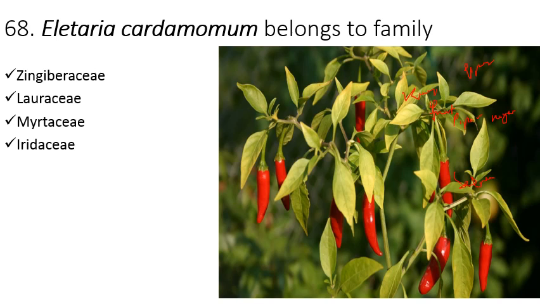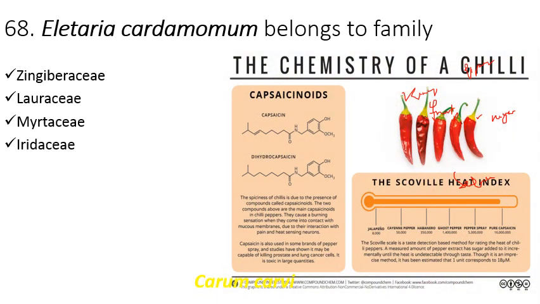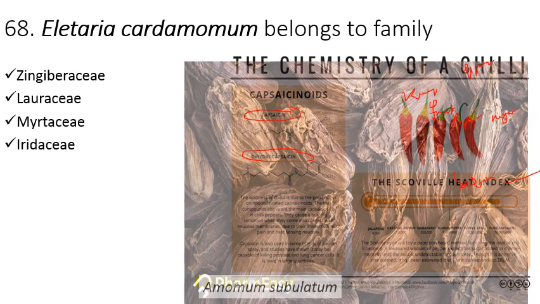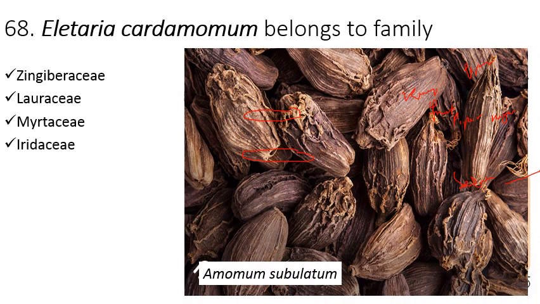It belongs to family Solanaceae, and here the part used is fruit. In case of chili, we use the fruit as spice. The next we have this chili contains certain chemicals like capsaicin and dihydrocapsaicin, and its power is indicated by this scale that is known as the Scoville heat index.